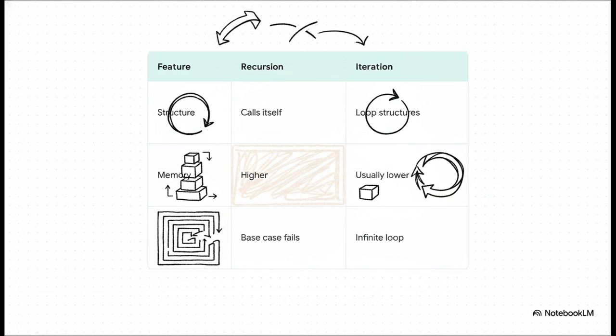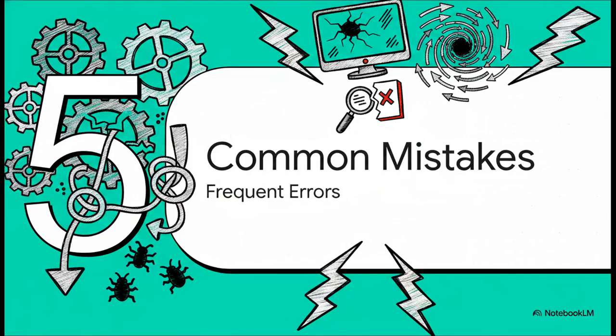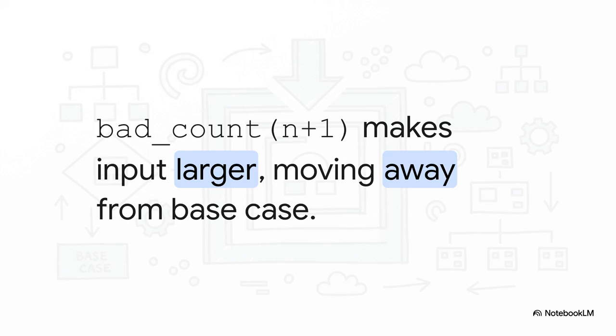Both have their risks, though. An iterative loop can run infinitely if a condition never changes, while recursion can fail catastrophically if that base case is missing. Which brings us to Section 5, Common Recursion Mistakes. Welcome to the dark side of recursion. Take a look at this humorously flawed logic.